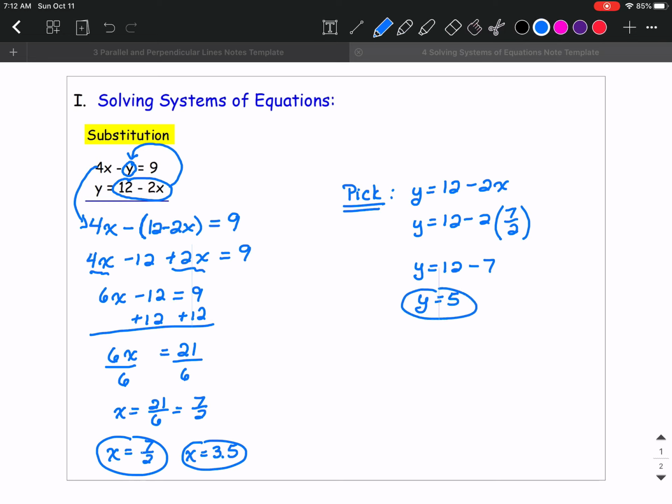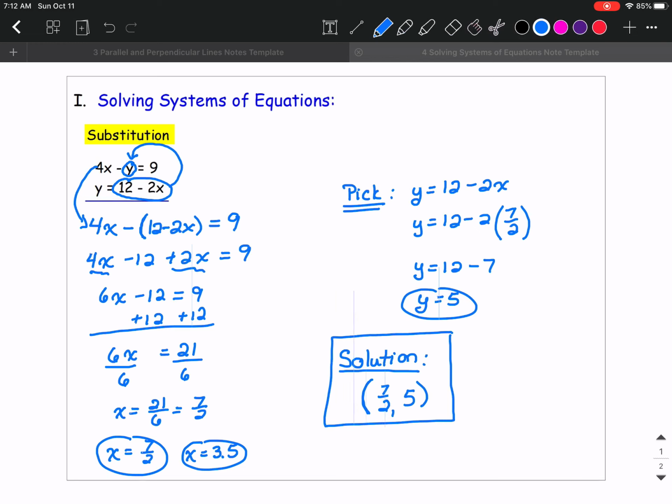The one last thing we need to do is write our solution in the correct way. Our solution is an x value of 7/2 and a y value of 5. It's an ordered pair. That means parentheses because it's an x and a y value and they're for different variables. So (7/2, 5), and that is our solution. Because we know if we would graph that on an xy plane, we'd go over 3.5 and we go up 5 to find our solution point. Okay, guys, that's the first method.